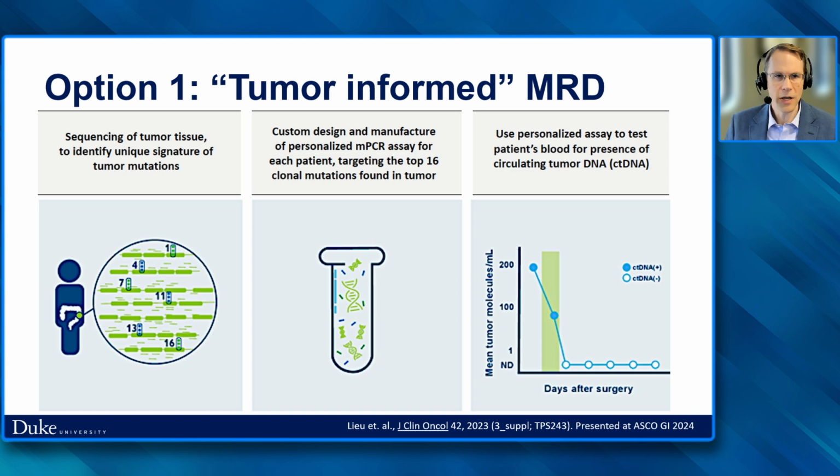The first approach, which many of us have heard more about to this point, is the so-called tumor-informed MRD approach. This involves taking the tumor out of the patient, sequencing that tumor tissue for a signature of tumor mutations that are specific to that individual patient's tumor, and then creating a personalized PCR assay to look for fragments of DNA that match that original tumor. And the idea is that each patient will have their own individualized signature, and you can follow that over time to potentially detect recurrence before it actually becomes radiologically apparent.